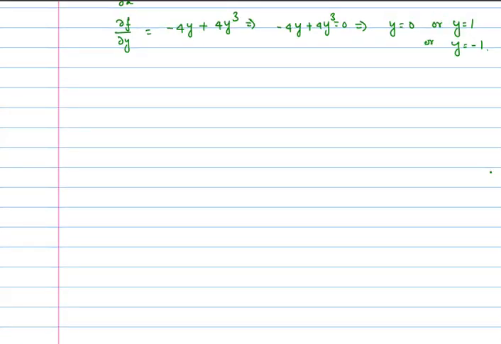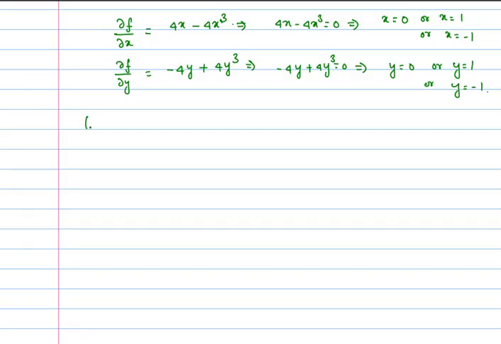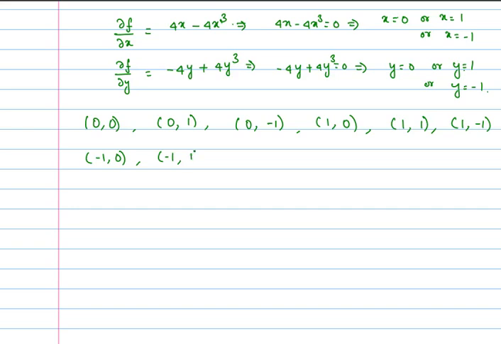So what are the stationary points? (0, 0), (0, 1), (0, −1), (1, 0), (1, 1), (1, −1), (−1, 0), (−1, 1), (−1, −1). These nine points are the stationary points.